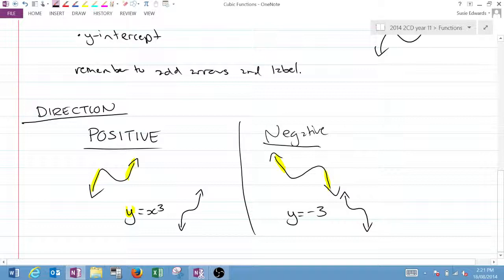Sorry, it's not y negative 3. Y equals negative x to the power of 3, sorry. That's why it wasn't making any sense. So negative x to the power of 3. Is that okay?